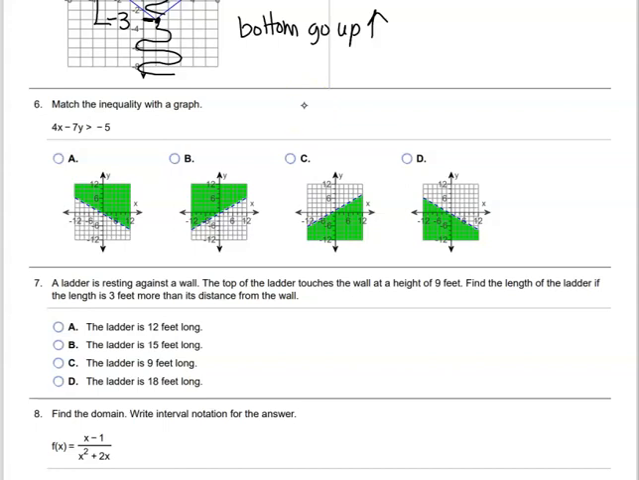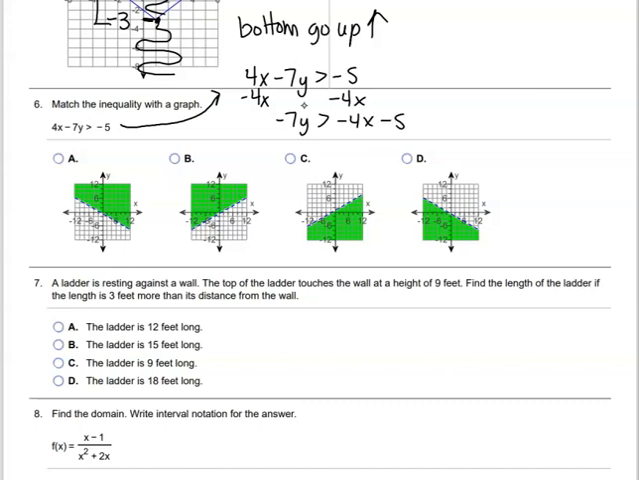The first thing I would do to solve this problem, I think the majority of you are going to solve this for y so that you can look and see what the line is going to look like first. And so if I start out with 4x minus 7y is greater than -5, if I'm solving for y, I'm going to want to subtract 4x from both sides. I would get -7y is greater than -4x minus 5.